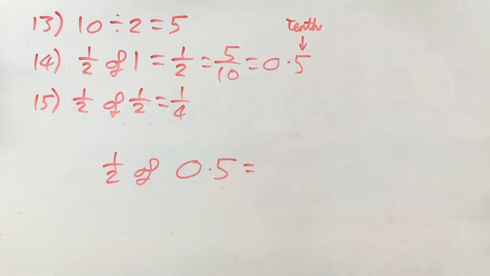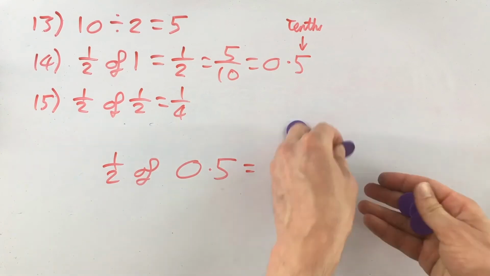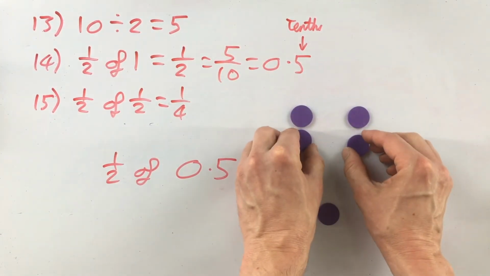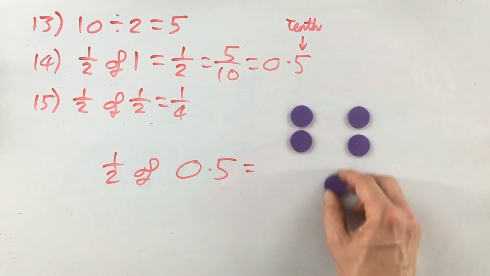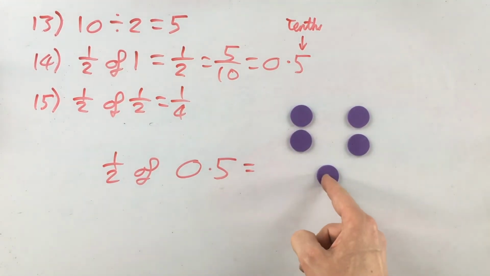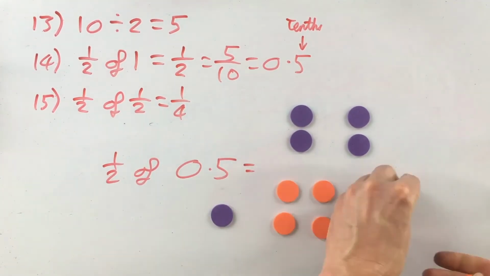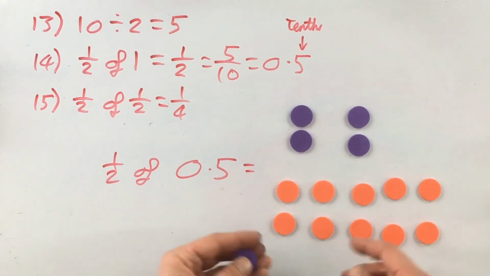let's take our 5 tenths. 1, 2, 3, 4, 5. We split them in half. We get 2 tenths on either side, but we've got to split this tenth in half. So 1 tenth is actually equal to 10 hundredths. 1 tenth is 10 hundredths.